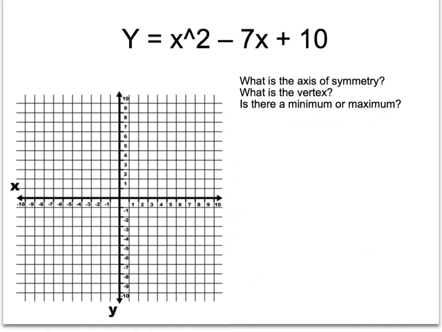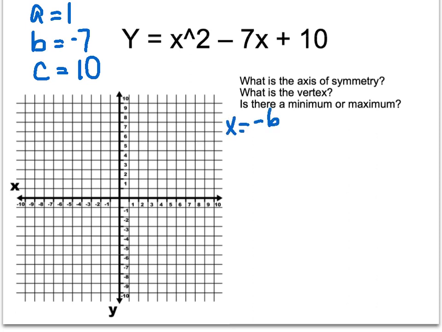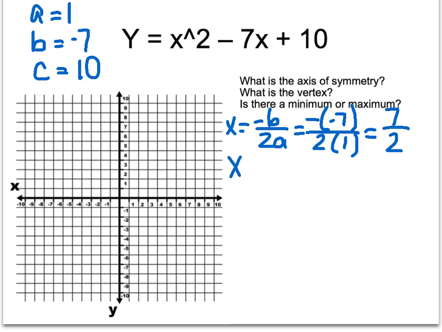Your last example, number 5, x squared minus 7x plus 10. We have an a of 1, a b of negative 7, a c of positive 10. So x equals negative b over 2a equals negative 7 over 2 times 1, which gives me positive 7 over 2. 7 over 2 is 3.5. So we are plotting this axis of symmetry in between 3 and 4 at 3.5.